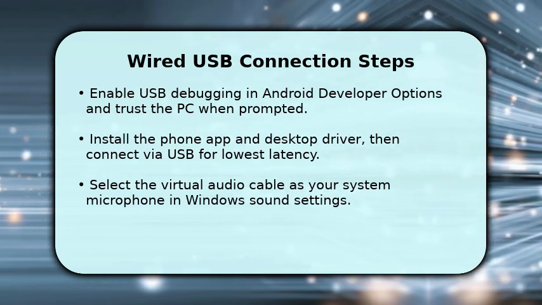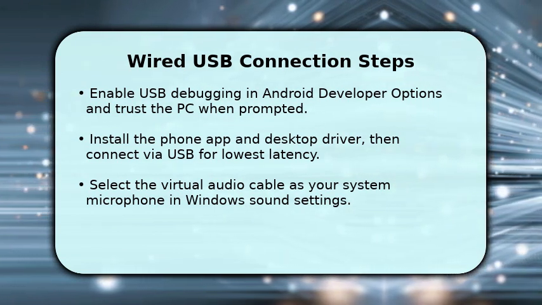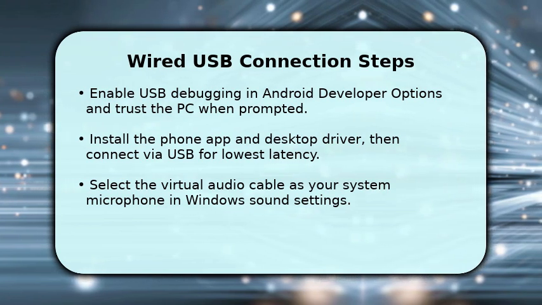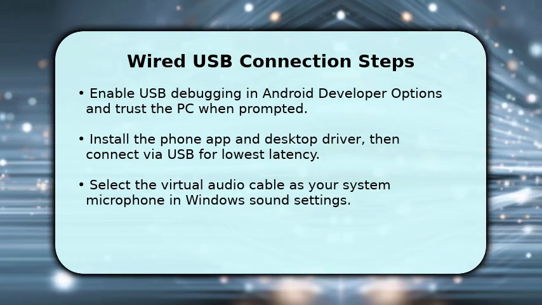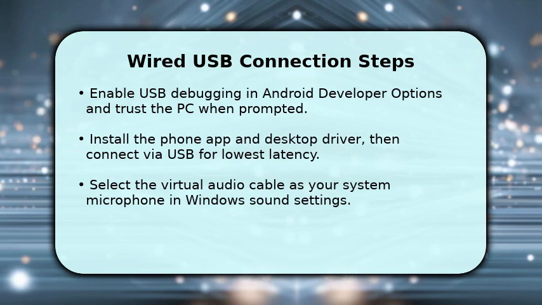Start the desktop helper or driver and choose the phone as an audio source. In Windows sound settings, set the virtual audio cable or driver as the default microphone device. Open your recording or streaming app and select that device as your input.